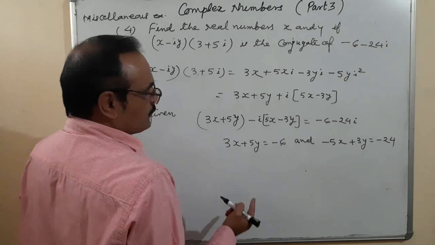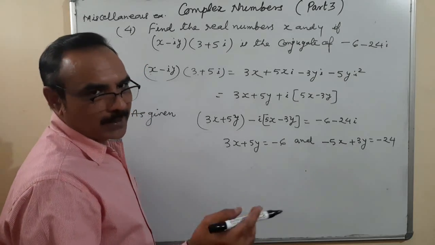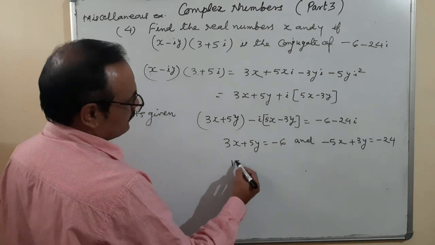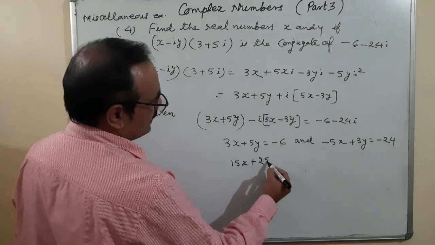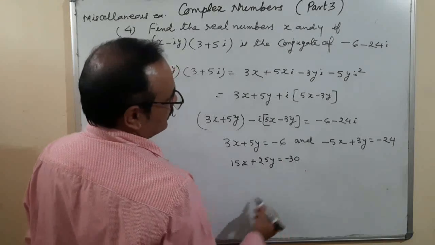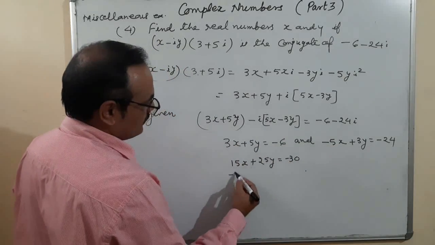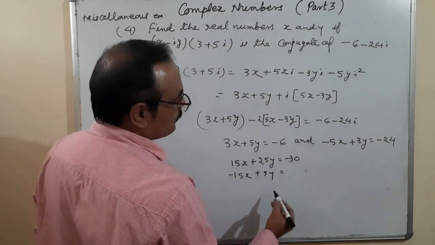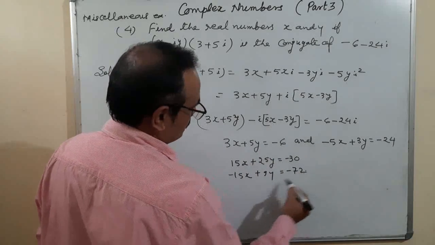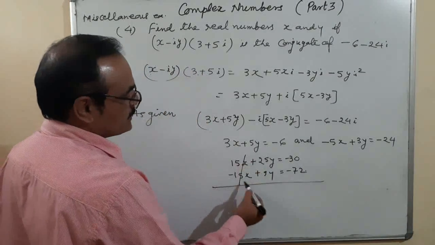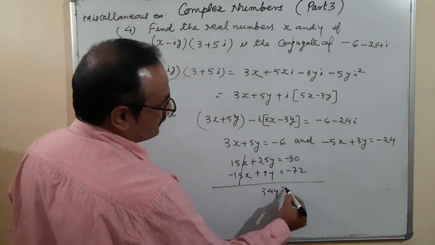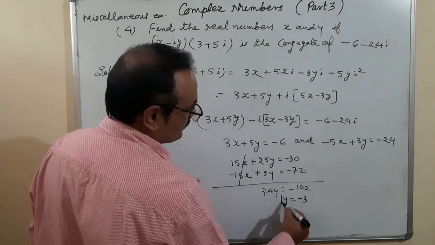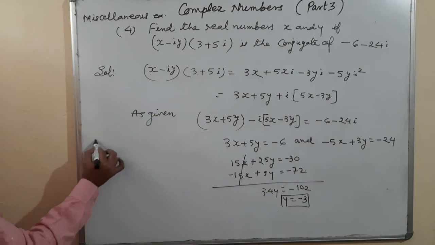For finding x and y, we compare the coefficients. The coefficient of x here is 5 and here is 3, so multiply the first by 5: 15x plus 25y is equal to minus 30. Multiply the second by 3: minus 15x plus 9y is equal to minus 72. Opposite in sign, they cancel when we add them. 34y is equal to minus 102, so y is equal to minus 102 upon 34, which is minus 3.